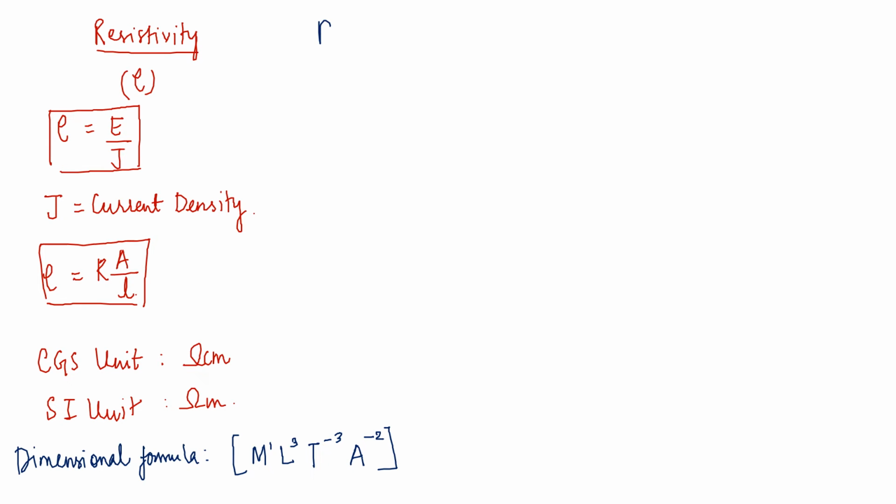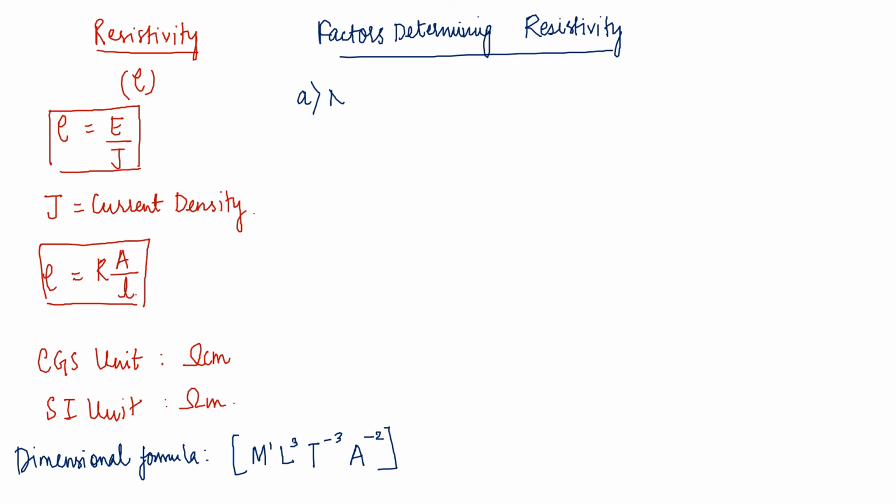Then factors determining resistivity. A is nature of material, whether it's a conductor, a semiconductor, or an insulator. Then B is temperature. If temperature is increased, resistivity will decrease. If temperature decreases, resistivity will increase.